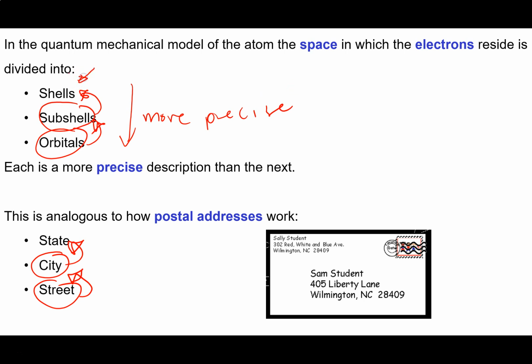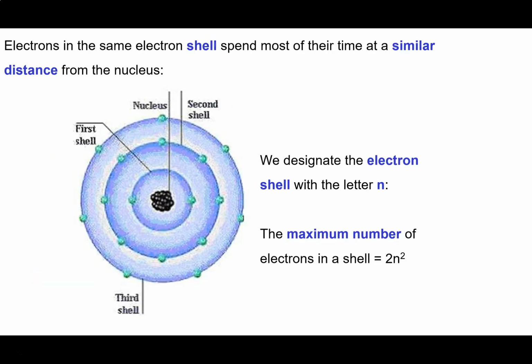So the shell is the least precise description of where the electron is located that we can give in the quantum mechanical model. Electrons in the same shell spend most of their time at a similar distance from the nucleus. And as we go to higher shells, we move further and further away from the nucleus, and that corresponds to higher energies. So if you like, shells are kind of like layers of electrons.